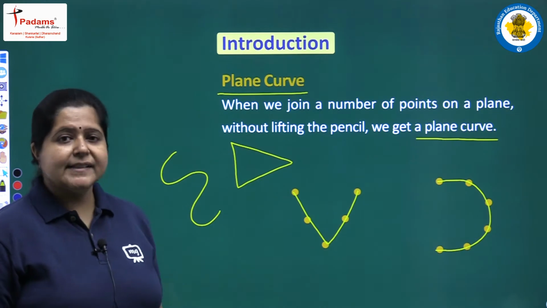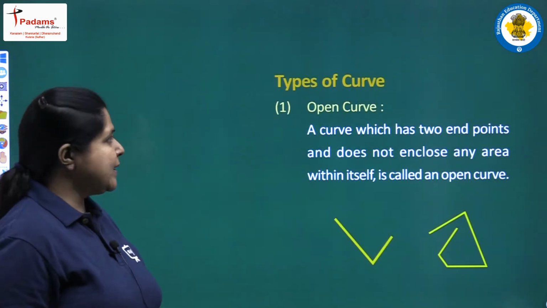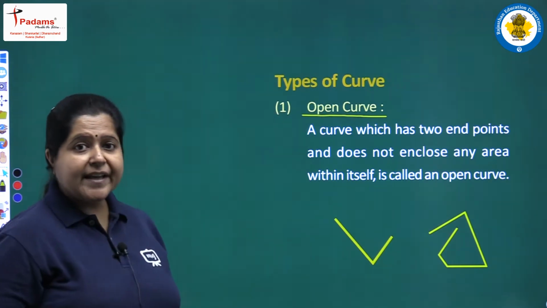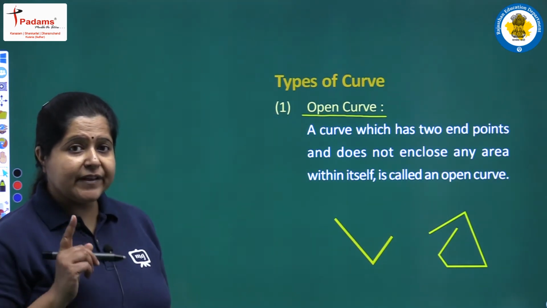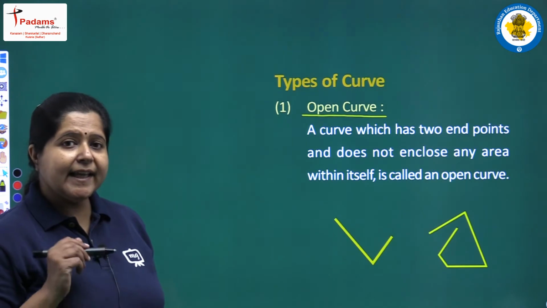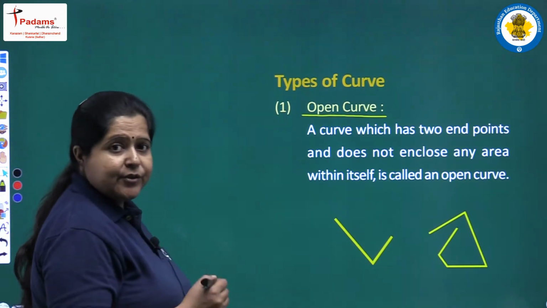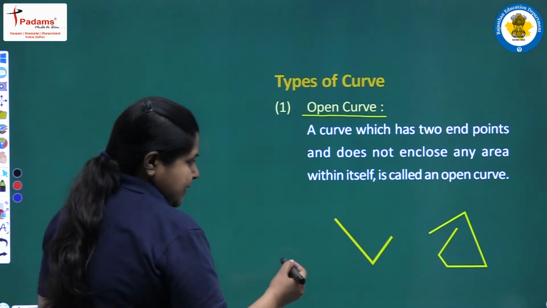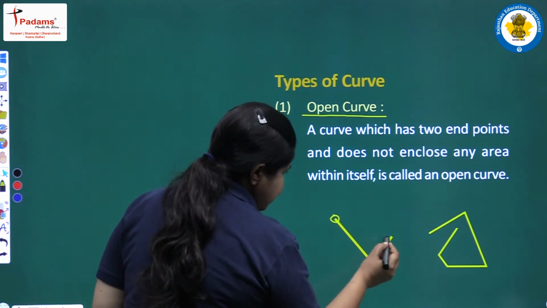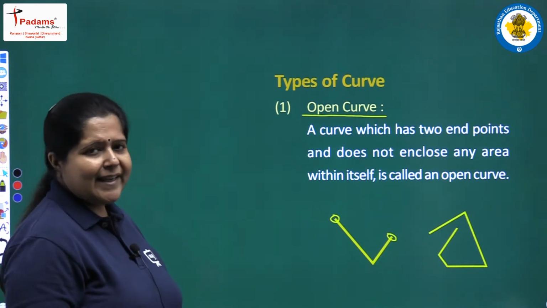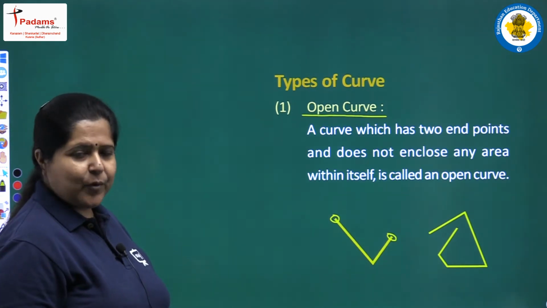Now we take types of curve and the first one is an open curve. A curve which has two endpoints and which does not enclose any area within itself. Here are two figures showing an open curve. These are the two endpoints, first and second. We can assume one to be the starting point and the other one to be the end point.